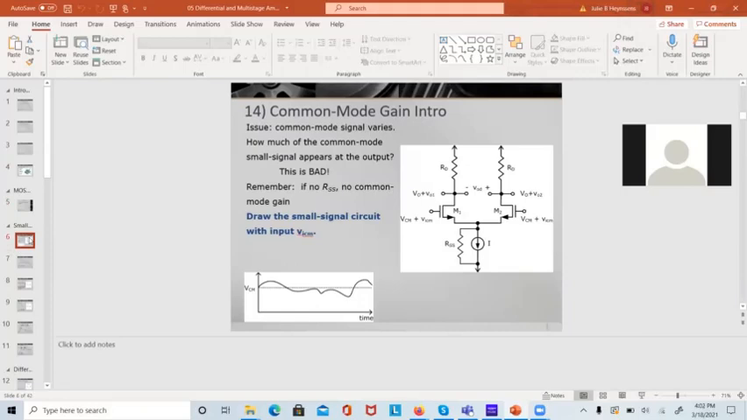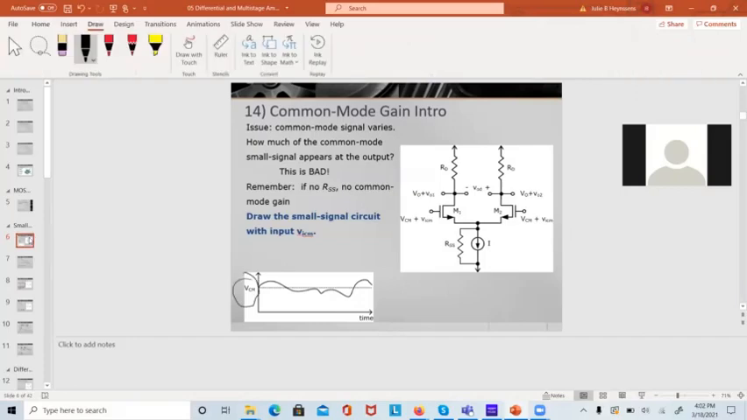Okay, we want to talk about common mode gain and differential mode gain. This is typically what the common mode voltage looks like. There's usually some kind of DC component to it, and there's some kind of pseudo-random AC component to it. It's actually the sum of 2 things. But pretty much when we analyze these circuits, we're going to treat the common mode voltage like it's a DC voltage.